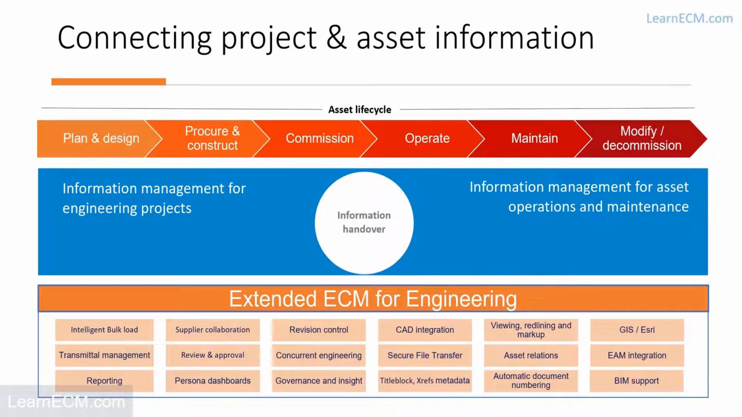Now let's see, with the help of simple asset lifecycle phases, how all these features help us in this process. We have this plant design, and we have seen this example. Here we have information management for engineering projects, then comes the information handover, and then information management for asset operation and maintenance. So these are the two basic broad phases: one is to plan, procure, and commission, and the second is to operate, maintain, and modify or decommission.